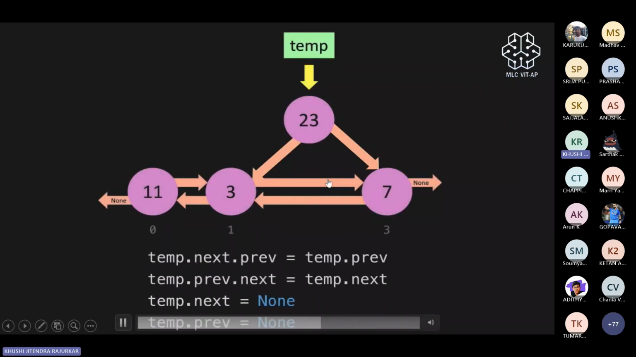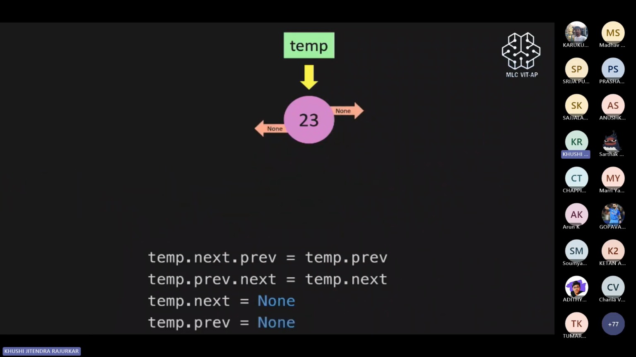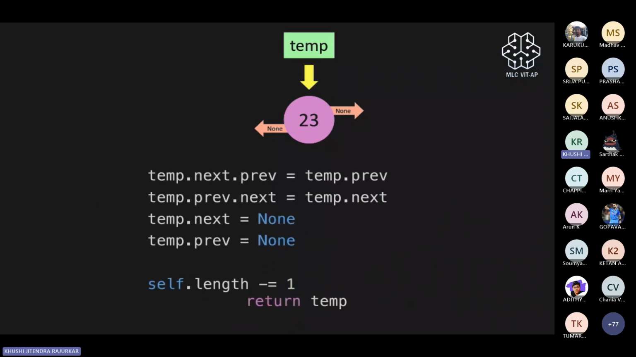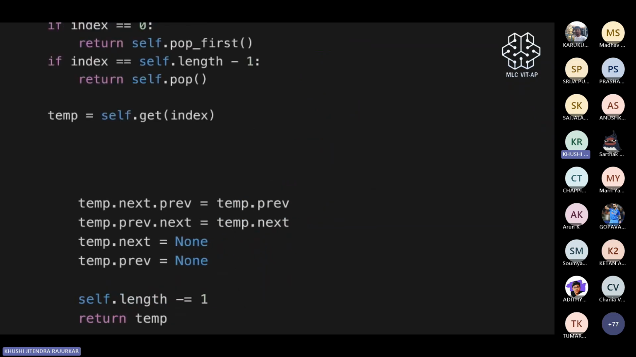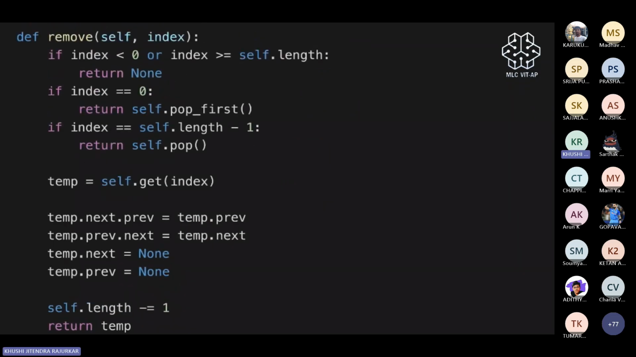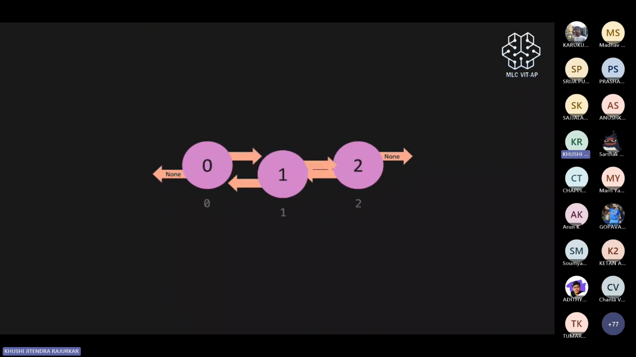So in this way, we can carry out removal without declaring another before and after variable as well. And self.length will be decreased by 1, and we'll be returning the removed node. So this is our code. Take a look at it. Now we'll be having our custom operation done.